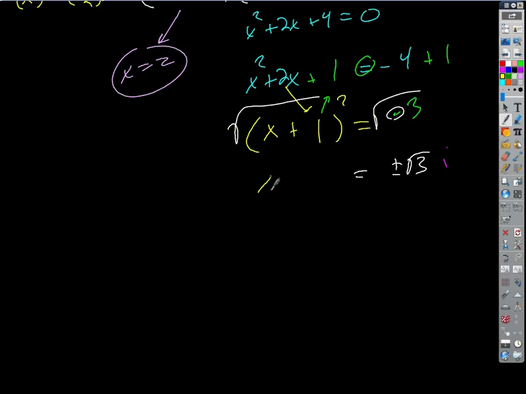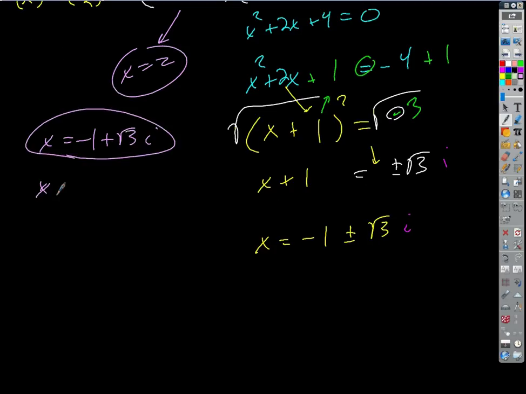On this side I get x plus 1, last step? Subtract 1. So I get x equals negative 1 plus or minus the square root of 3 times i. How many solutions are contained there? 2. 1 for the plus and 1 for the minus, right? So that's all 3, isn't it? I've got x equals 2, or x equals negative 1 plus the square root of 3i, or x equals negative 1 minus the square root of 3i. I got them all, right?